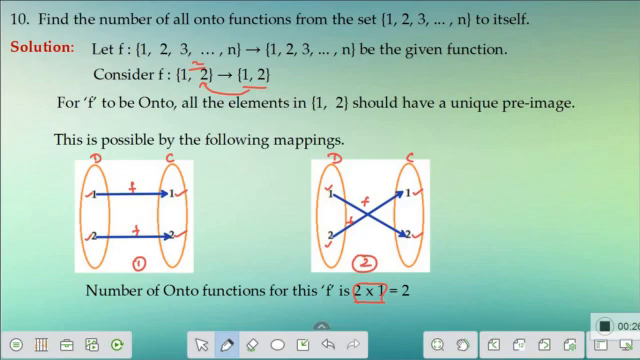So I hope you understood how to find the number of onto functions, and you can extend this for any number of elements. It depends upon the number of elements, provided both the sets, that is the domain set and codomain set, should have an equal number of elements. Well, even this case is possible.